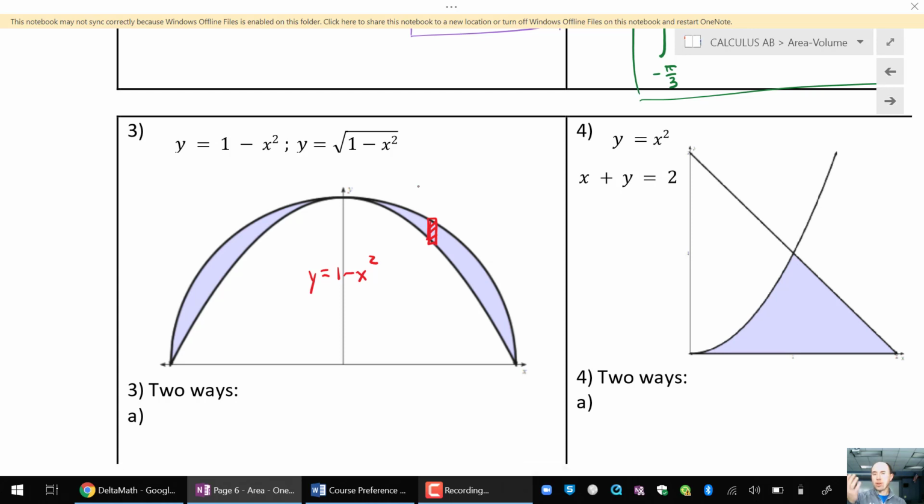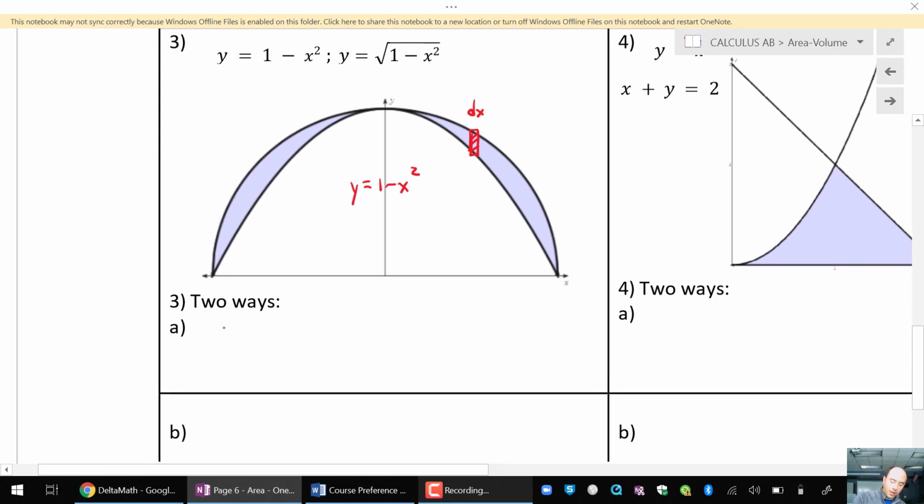So let's go with this vertical strip right here. And if I go vertically, then my integral will be top minus bottom. So root 1 minus x squared minus parentheses 1 minus x squared. And then dx is the width. And the bounds would go from, it looks like -1 to +1, or I could do 0 to 1 because I have symmetric regions. So that's one way to do it.